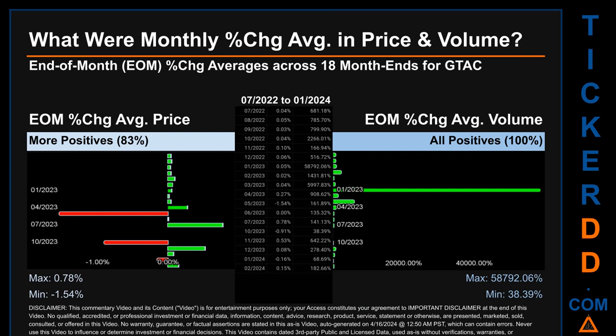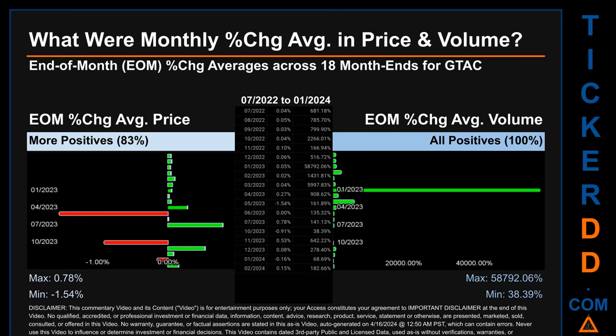From 07/2022 to 01/2024, 15 out of 18 month ends had a positive percentage change in average price. That is 83% of month ends saw a positive percentage change in average price. In terms of volume, 18 out of 18 month ends had a positive percentage change. That is 100% of month ends saw a positive percentage change in average volume.